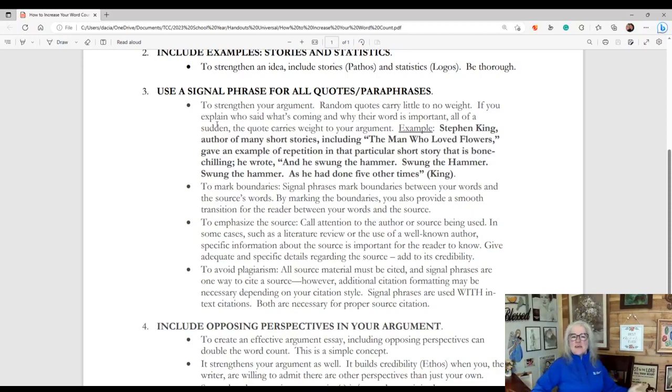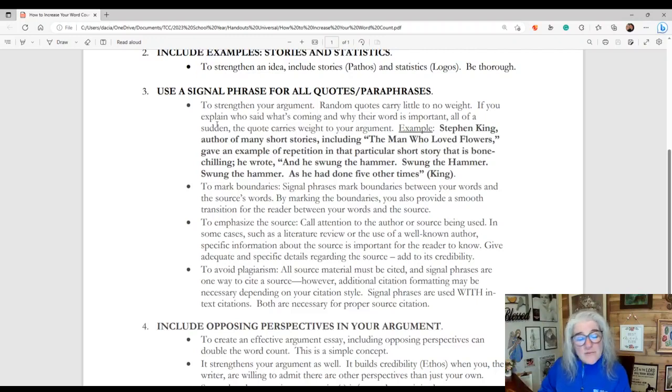Oh, yes. So we also want to emphasize our sources. And this goes along with both of the ones before it. We want to call attention to the author or the source being used. In some cases, such as a literature review or the use of a well-known author, specific information about the source is important for the reader to know. Give adequate and specific details regarding the source because this adds to its credibility. You want to make a strong argument, make sure that your sources are credible.